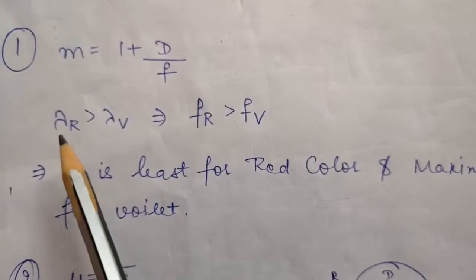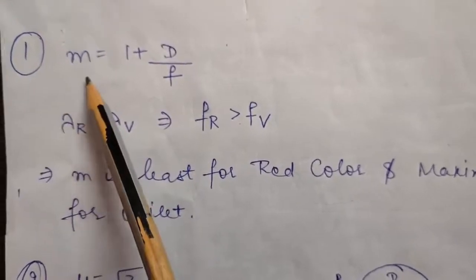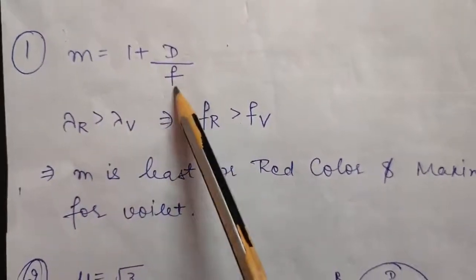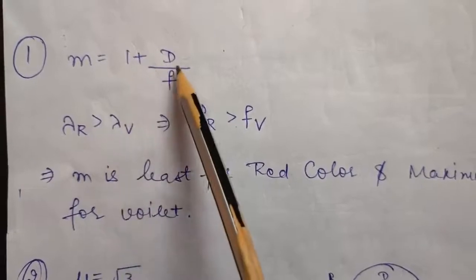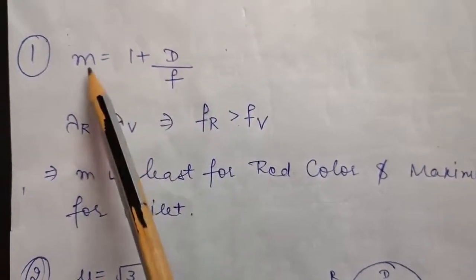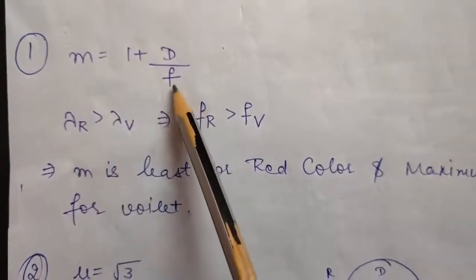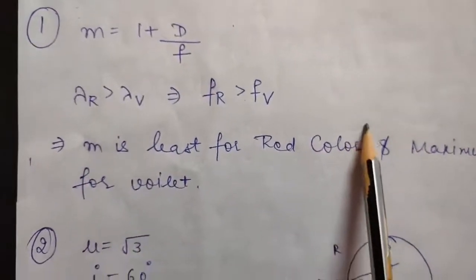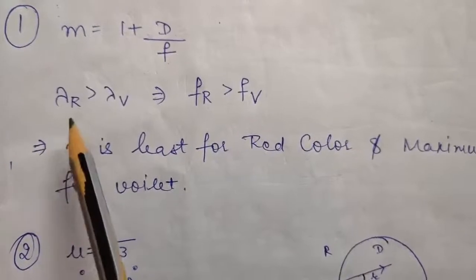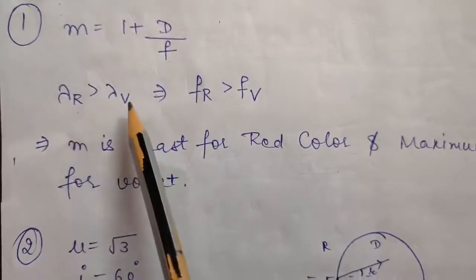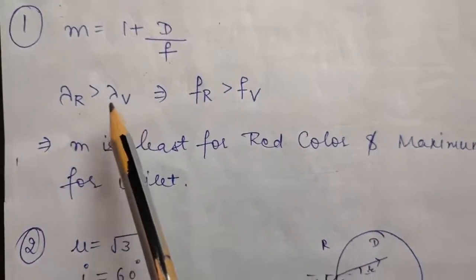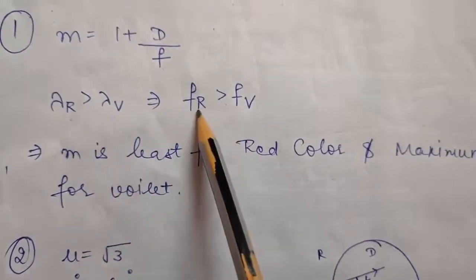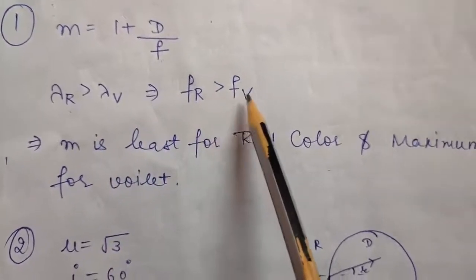Okay, so as you know, the formula of a simple microscope is m is equals to 1 plus d by f. As you can see here, d is a constant, 1 is a constant. That means m is inversely proportional to focal length. So let us take two extreme colors, that is red and violet. As you know, wavelength of red color is greater than wavelength of violet color. That means focal length of red color is also greater than focal length of violet color.